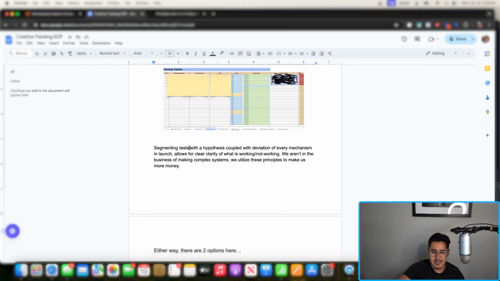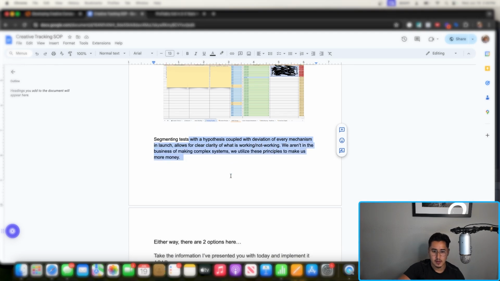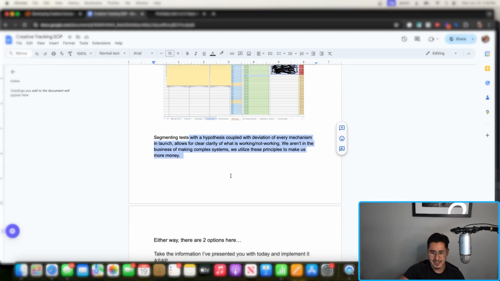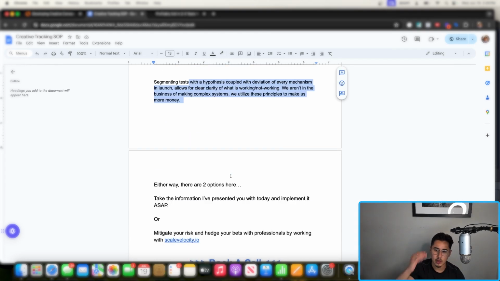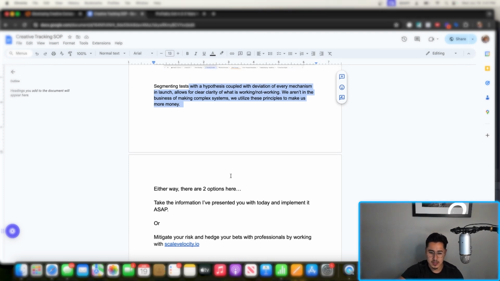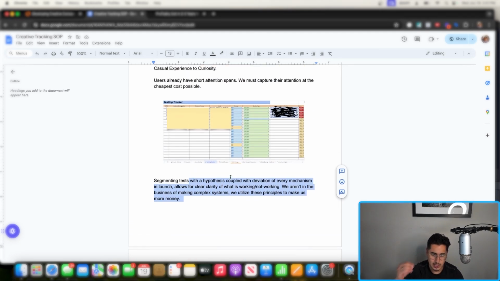But the beauty behind segmenting tests with hypothesis and organizing this data is that you can look at each data point and see, okay, within the funnel, where are the bottlenecks, right? Is it a creative issue? Is it an offer issue? Is it a post-click issue? So on and so forth. So with these principles, we want to make sure that we're efficient with every test we do run. We want to keep every single variable constant except the independent variable that we're looking to test.